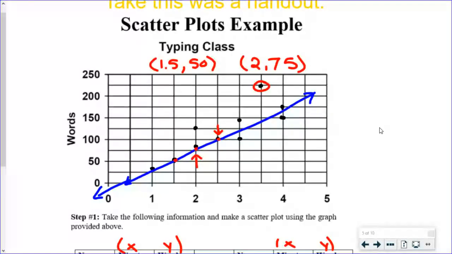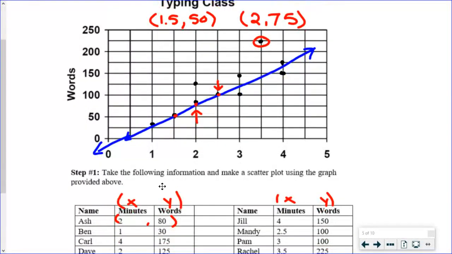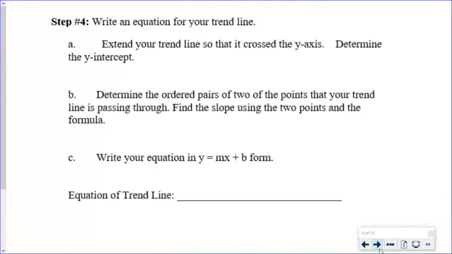Okay, so we are on step 4. So I'm going to advance on. You're picking 2 of your points. Your points might be a little different than my points, and that's okay. So we extended the line. I'm going to write my 2 ordered pairs, 1.5, 50 and 2, 75.